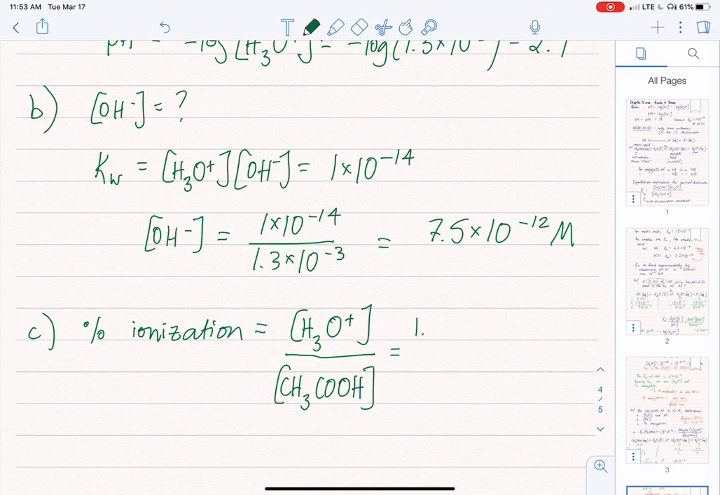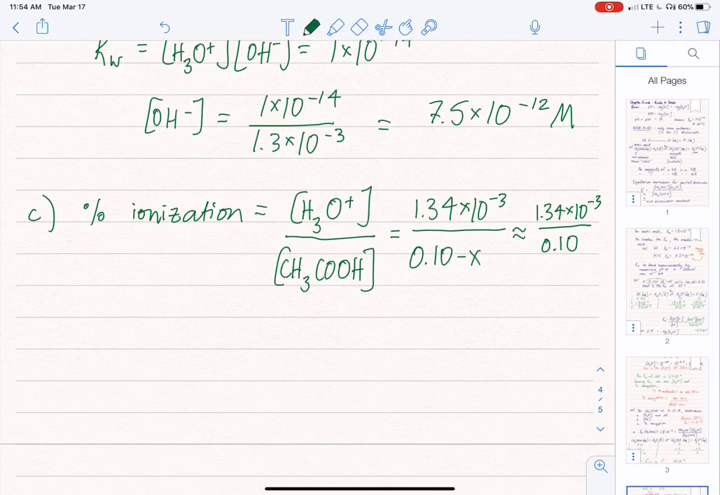And that's going to be 1.34 times 10 to the minus 3 molar divided by 0.10 minus x, but we said minus x is negligible, so we can say this is going to be approximately equal to 1.3 times 10 to the minus 3 divided by 0.10. Again, because minus x is negligible. That just makes it easier to do the calculation, so I'm going to get about 1.3% ionization.